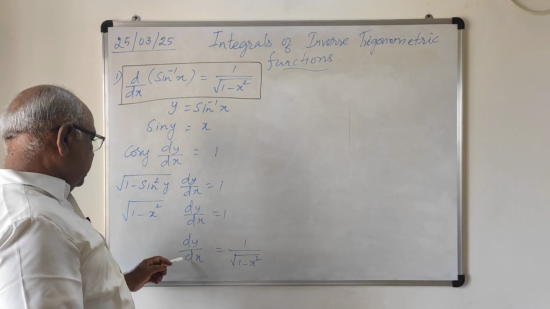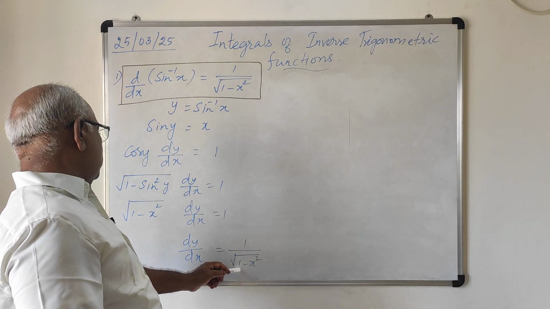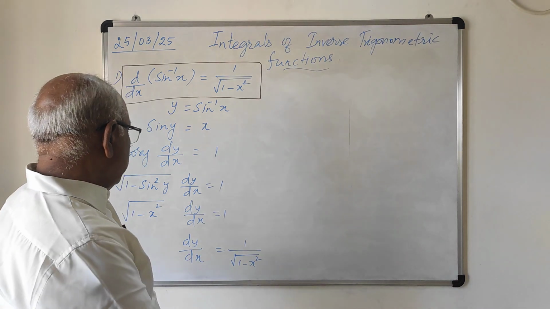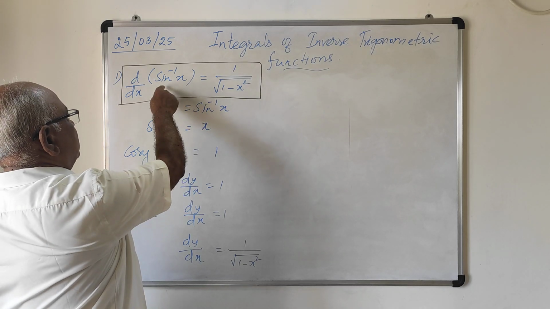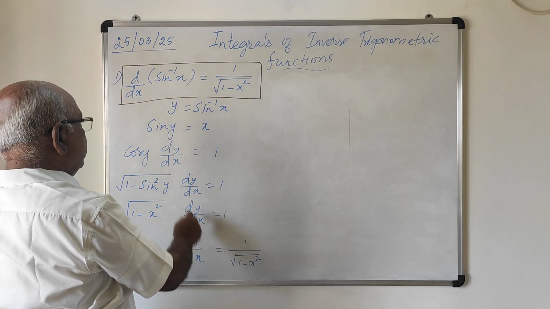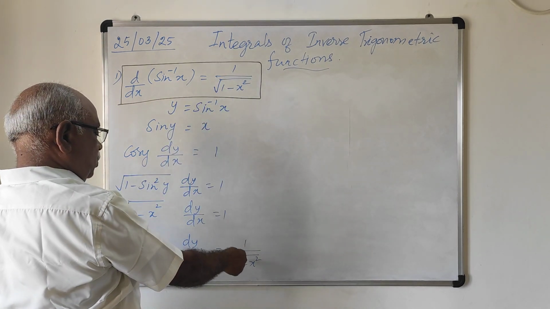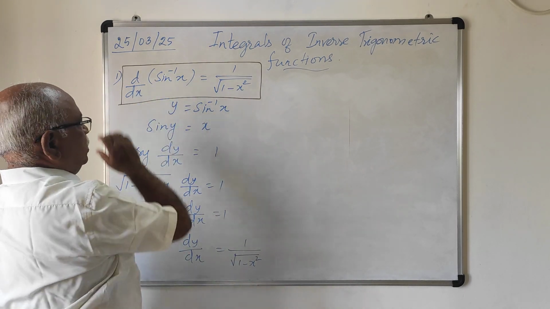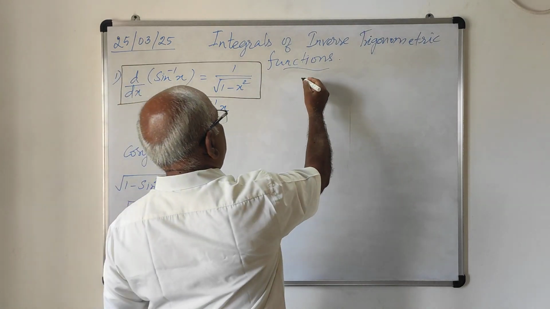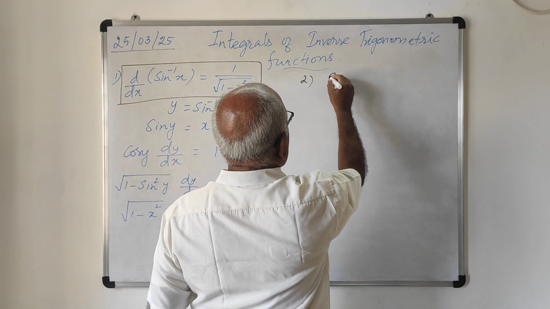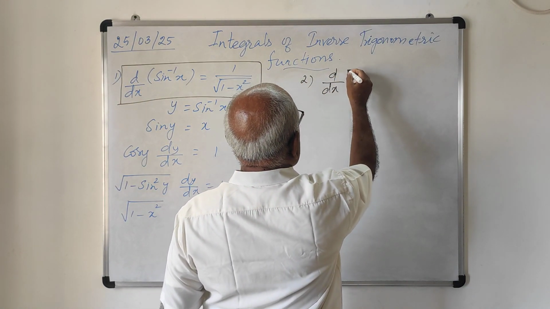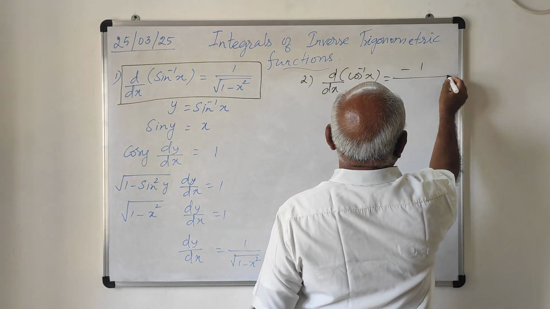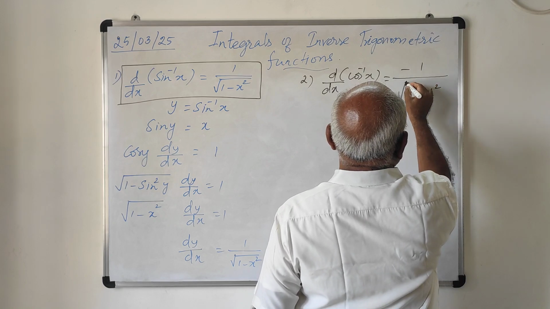From this, dy by dx equal to, you bring this root of 1 minus x square to the right hand side, it becomes 1 by root of 1 minus x square. And y can be replaced by sin inverse x. So d by dx of sin inverse x equal to 1 by root of 1 minus x square. That's a good result. Similarly, the second result is d by dx of cos inverse x equal to minus 1 by root of 1 minus x square.